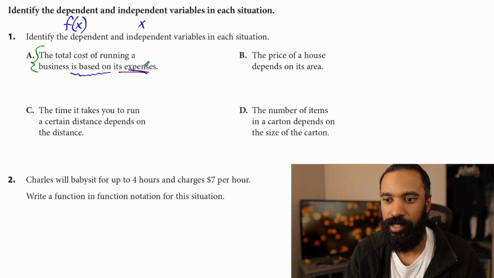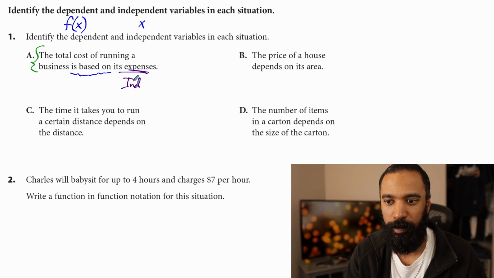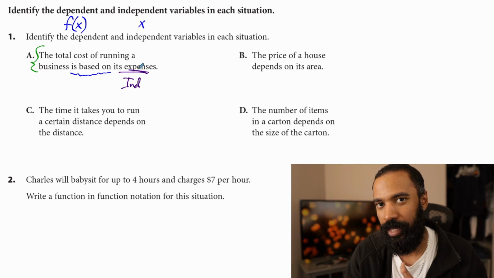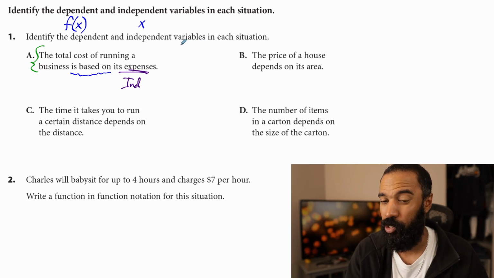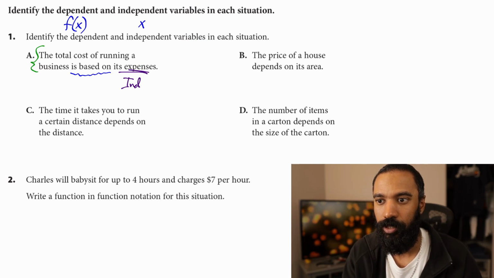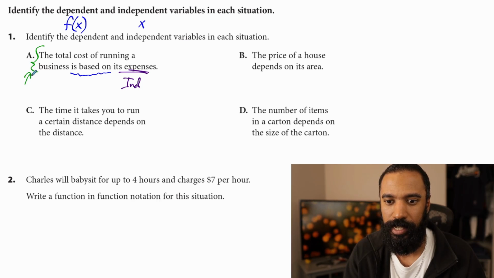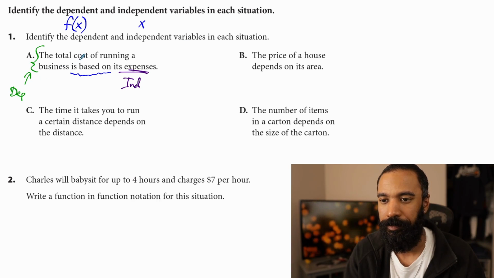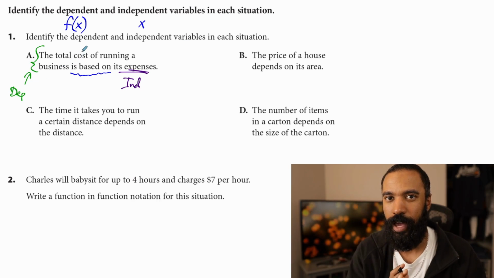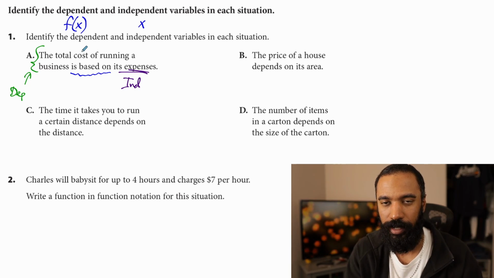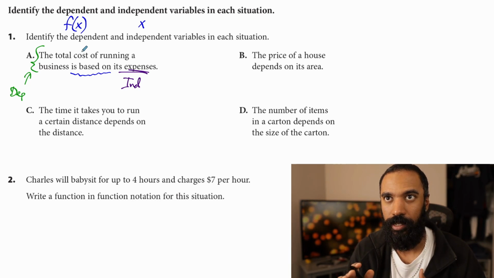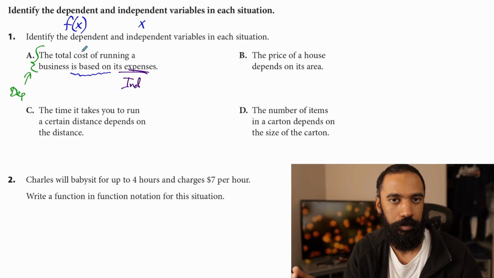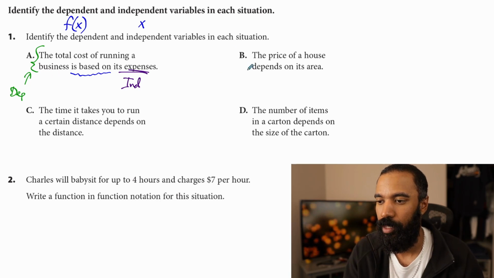So its expenses, this is going to be the independent guy right here. Independent variable is the expenses. However much we expend determines how much the total cost of running the business will be. So the total cost of running the business, of course, is then the dependent variable right here. So that's all they're asking us to do. Identify what is the independent and what is the dependent. And as you decide something for one, the other gets changed as a result.